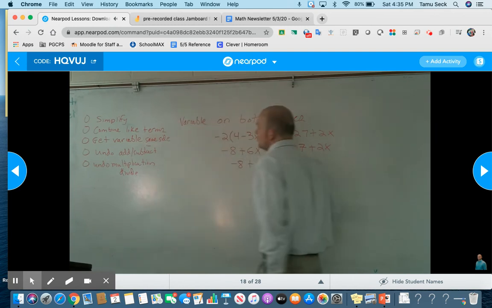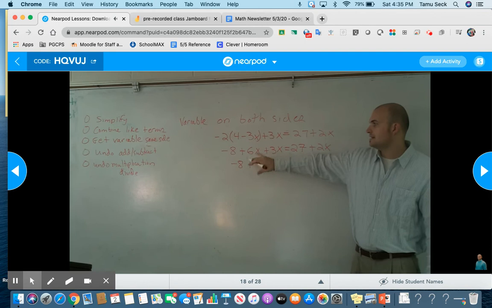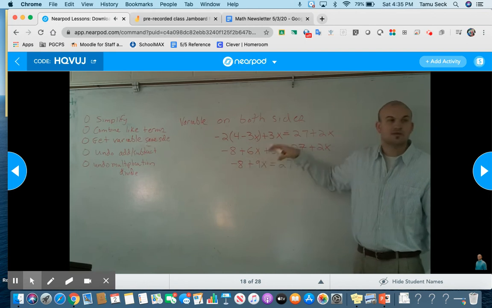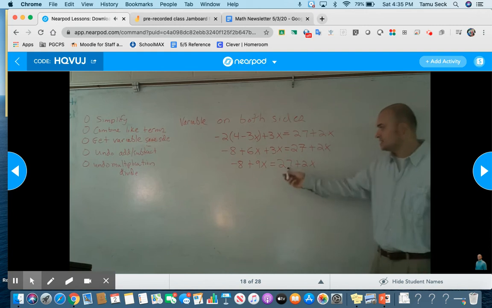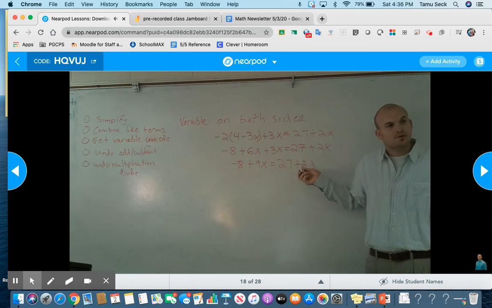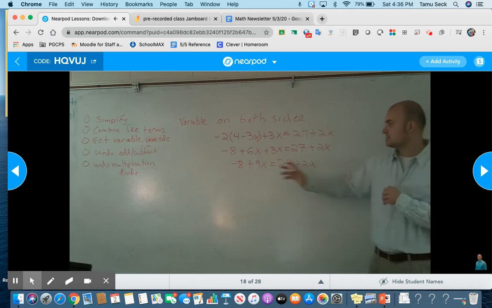Then the third step I have is get the variable on the same side. The question was: if you can't combine the 27 with the 2x, how can you combine 6x plus 3x? Because what this is saying is I have 6 x's and I have 3 x's, so I can combine them to have 9 x's. But here you just have the number 27, and you don't know what x is. So you can't say 27 plus 2 of something you don't know.